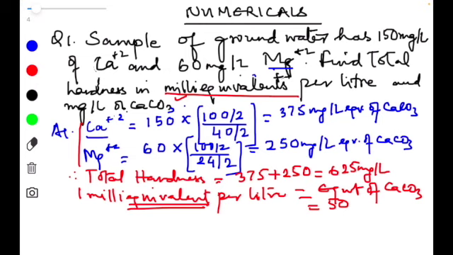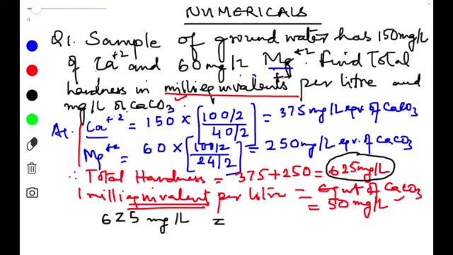Okay, so we can also write that 1 milli equivalent per liter. So how do we convert it in per liter? It is nothing else but 50 milligrams per liter of calcium carbonate. So if 1 milli equivalent per liter is equal to 50 milligrams per liter of calcium carbonate, then how much that I have got will be equal to what? What do I have? I have 625. So 625 milligrams per liter will be equal to what? Okay. So it is 625 into 1 over 50.